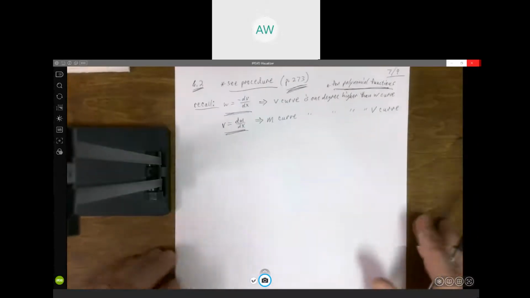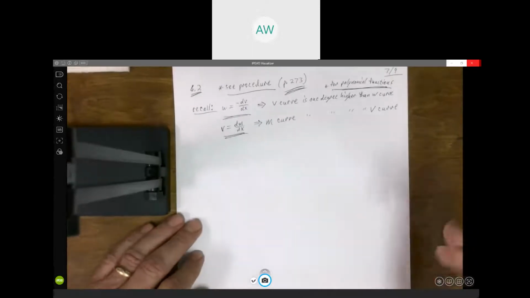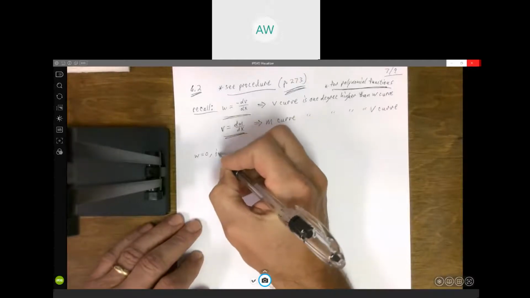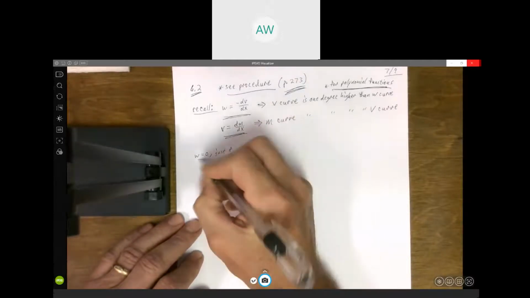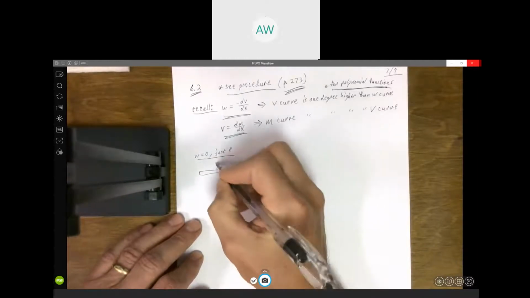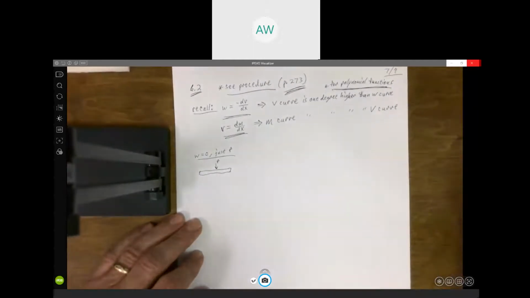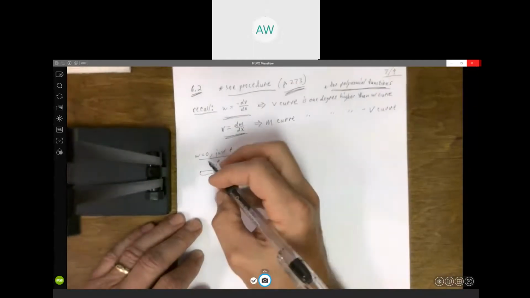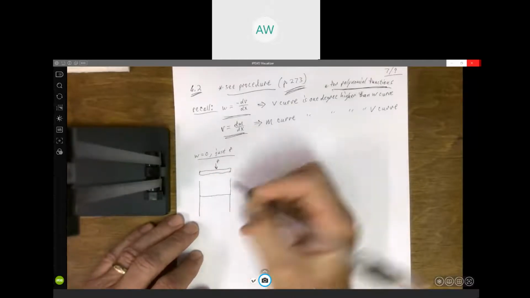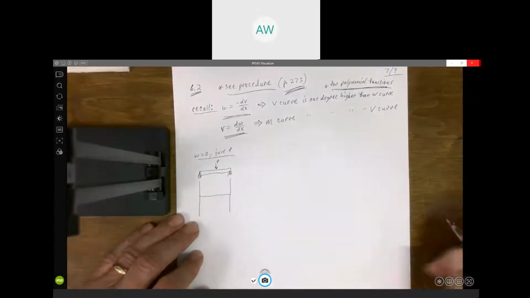Let's look at some generic examples here. What if our distributed load is 0? We just have a concentrated force, just P. So we've got a beam, something like this, where we don't have a distributed load, we just have a concentrated force. We'll put some support there. Gotta have something holding the beam up, right?